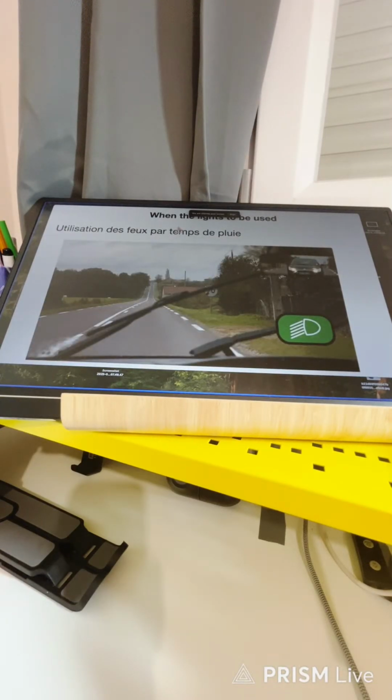Then when to use this light, which is this light here, it is called feu de what? Feu de croisement. This light is the symbol that you are going to see on your dashboard. This feu de croisement is the symbol of the light that you are going to see. So when it is raining, this light must be on.